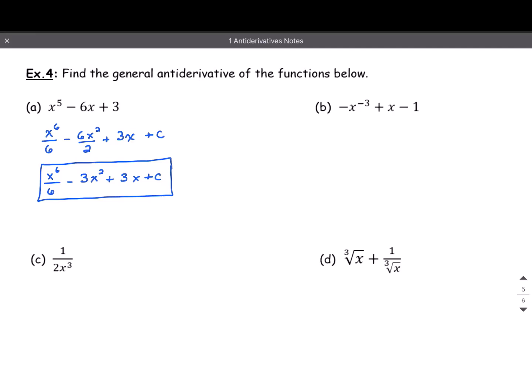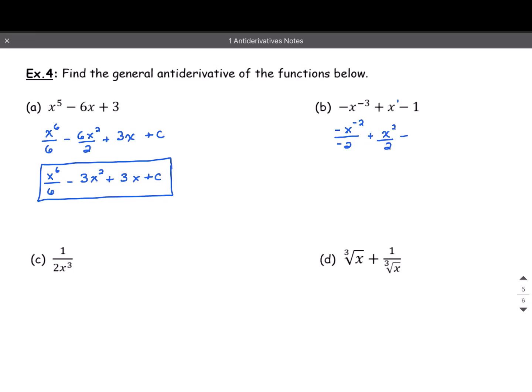Okay, let's look at b. Negative x to the negative 3 plus x over negative 1. So we're going to have negative x. Now be careful. When you add 1 to negative 3, you get negative 2. And we're going to divide by negative 2. Plus, now we had x, so we're going to add 1 to that exponent, which was 1. 1 plus 1 is 2. Divide by that new exponent 2.